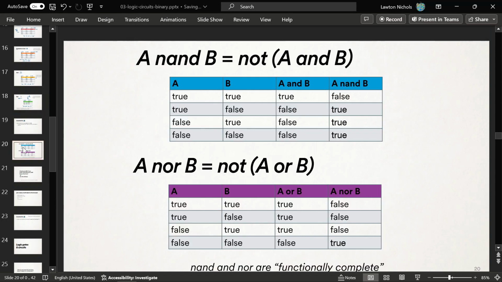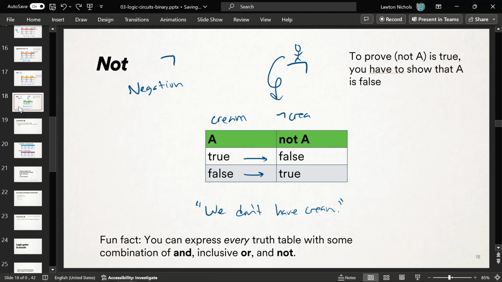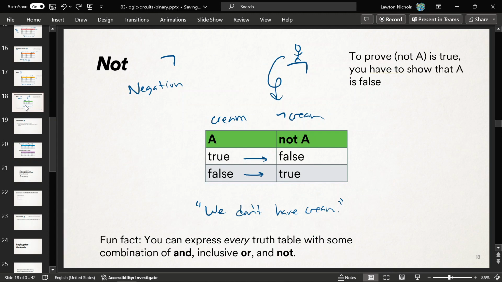It's not combining things. Oops. What did I just do? There. Back to normal.